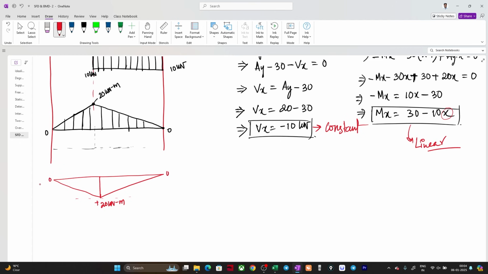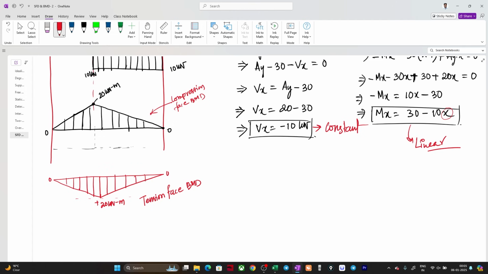This is 0. So this is my tension face BMD, and this is the compression face BMD. Though we'll be providing reinforcement for this moment at the bottom only, because we know this is positive, so this is a sagging moment only. But it is a bit confusing, so I think it is better to draw bending moments on the tension face like that.